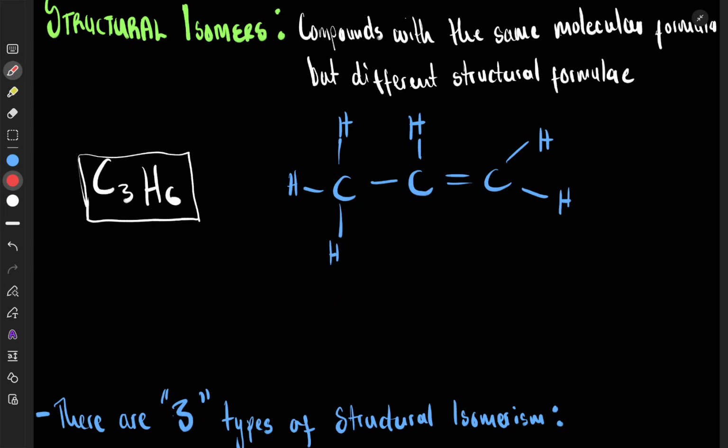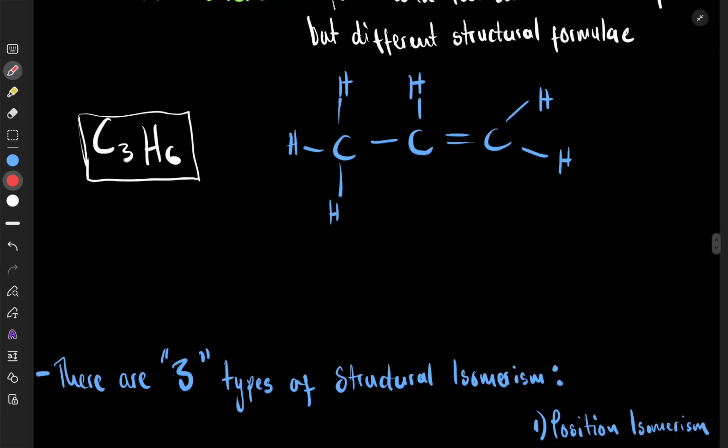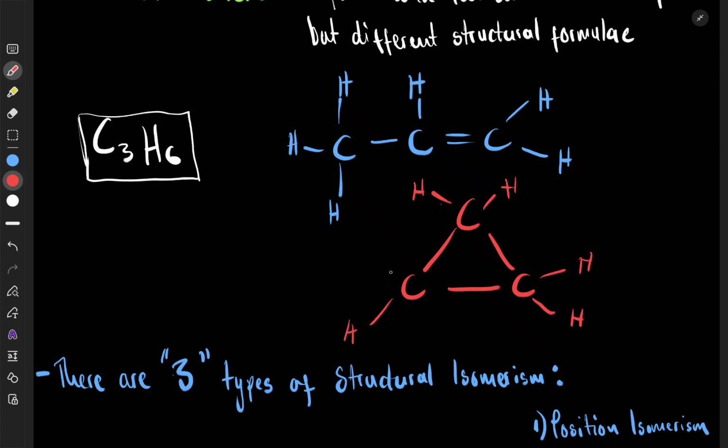You can also have a cycloalkane like this, and these carbons will have hydrogens like this. Remember that carbon should just have 4 bonds, so here we have 4 bonds. This is going to be cyclopropane. Both of them will have the formula C3H6, so these two are structural isomers of each other.